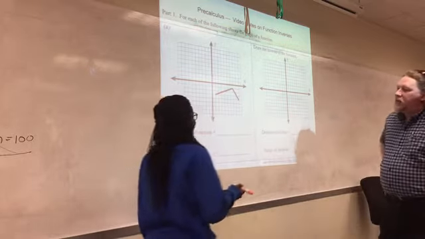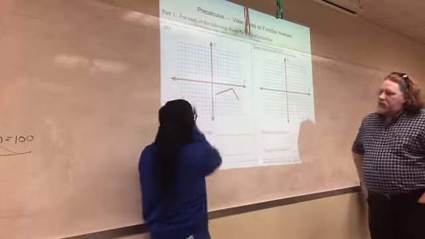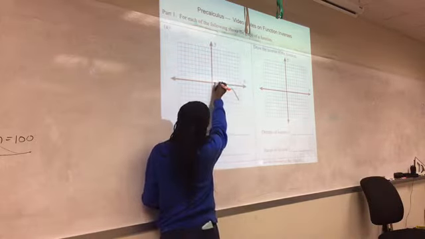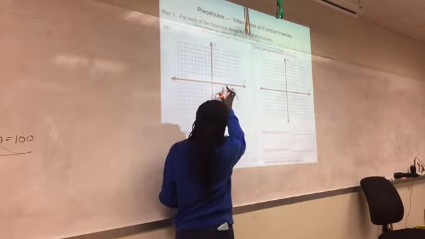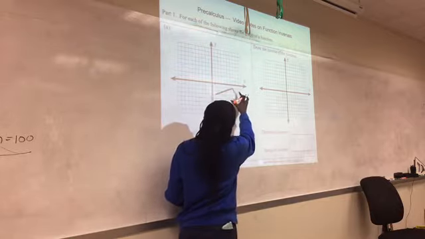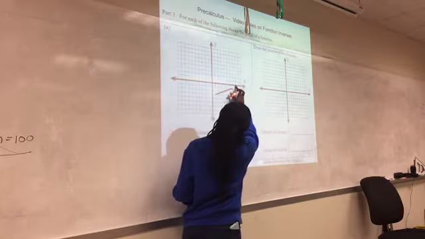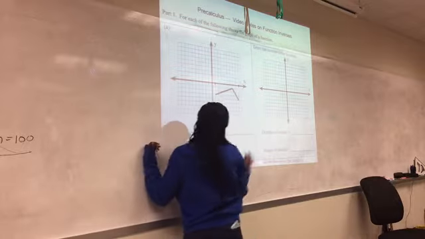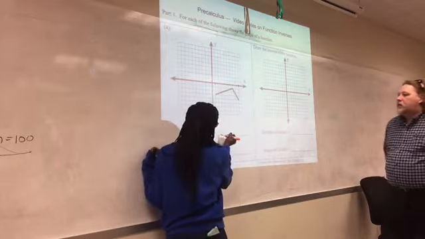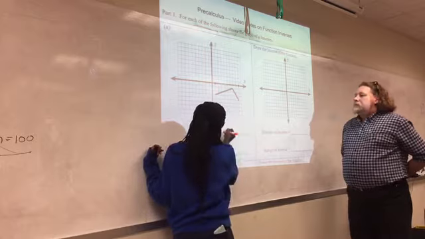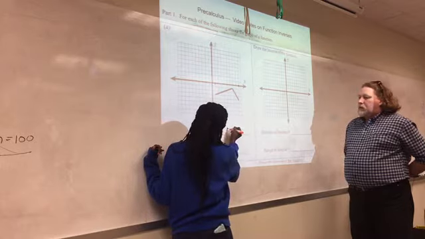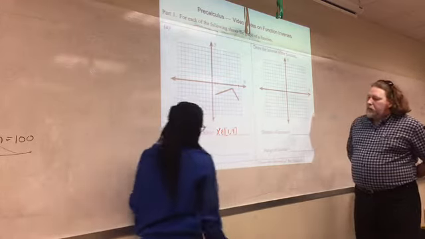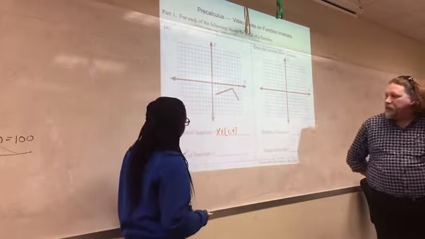Okay, so the domain, the x-axis, so this is 1, this is 2, 3, 4, 5, 6, 7. So the domain for this L shape, x, 1, 2, 9. Okay, so the domain is from 1 to 9. And what about the range, ma'am?